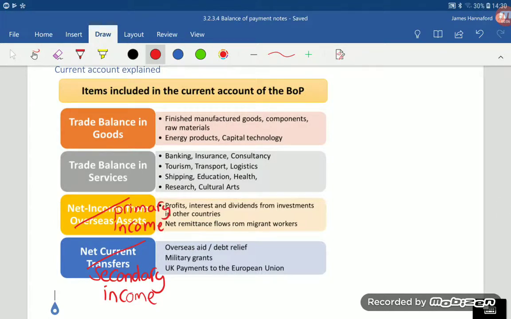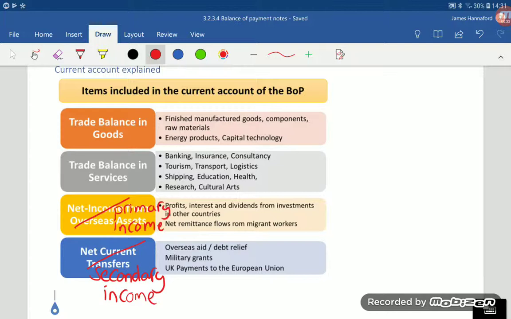The current account has four key sections: trade in goods, trade in services, income transfers and current transfers. Income transfers are now known as the primary income, and secondary income refers to the current transfers. So for the purposes of this video, we will discuss primary income and secondary income.